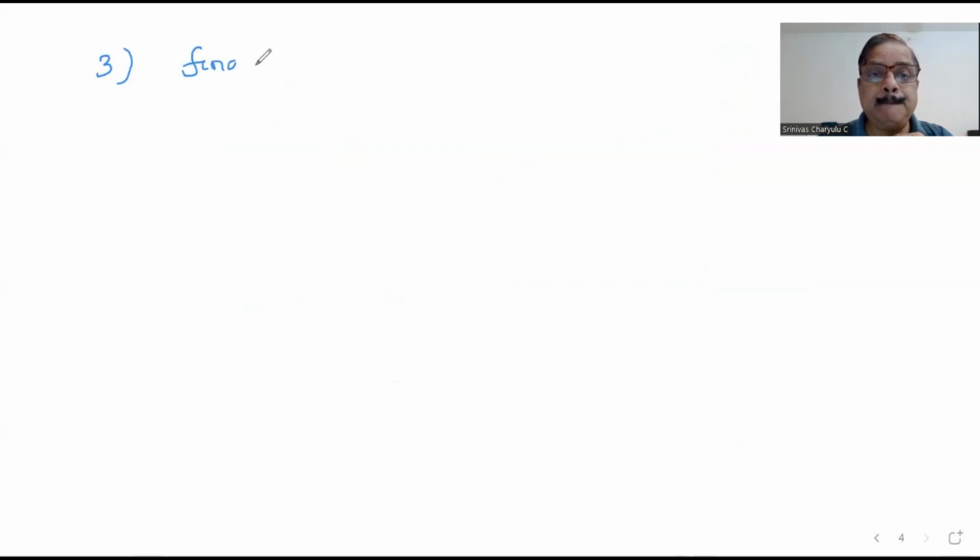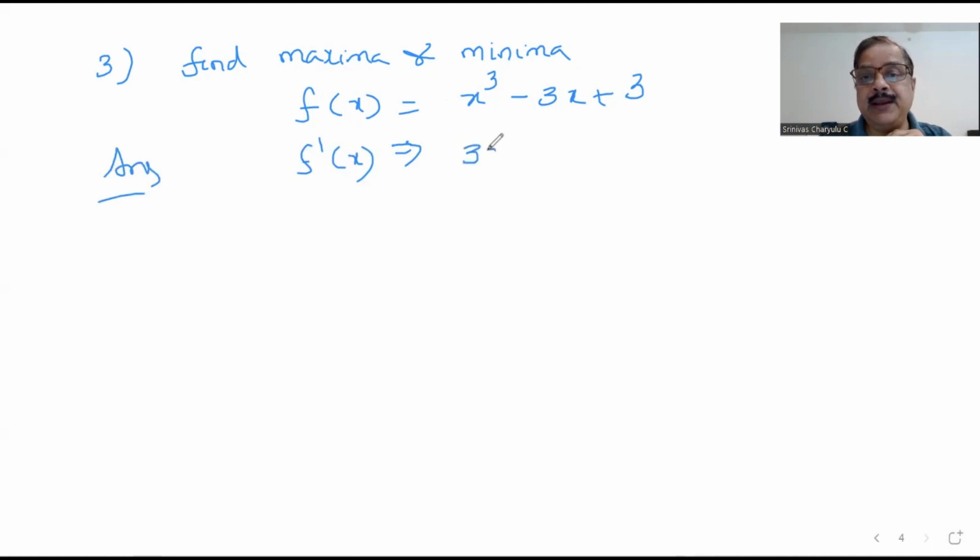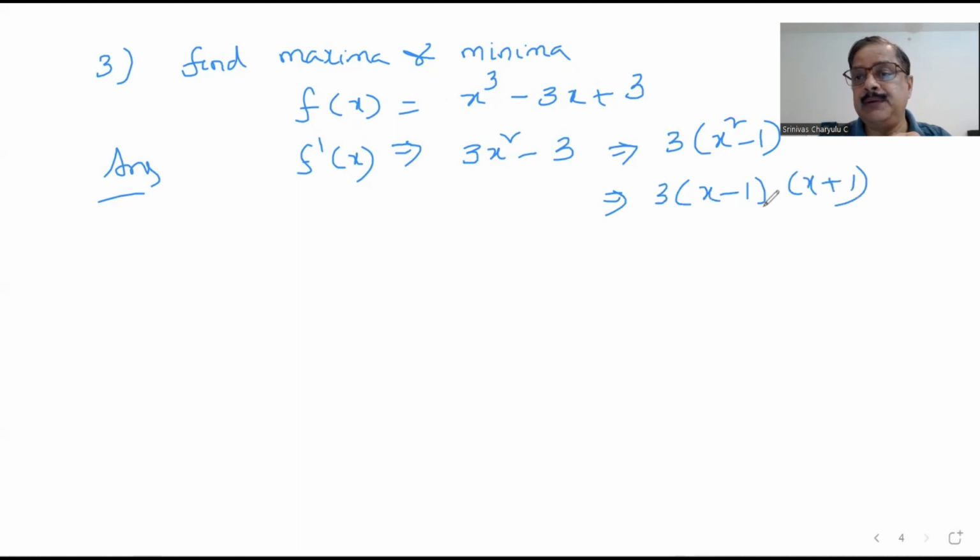Find maxima and minima for this also. What is the sum? f(x) is equal to x cube minus 3x plus 3. So now here, first f dash x we will find out. 3x square minus 3. So 3 take out common: x square minus 1. This you can further write as (x minus 1)(x plus 1).